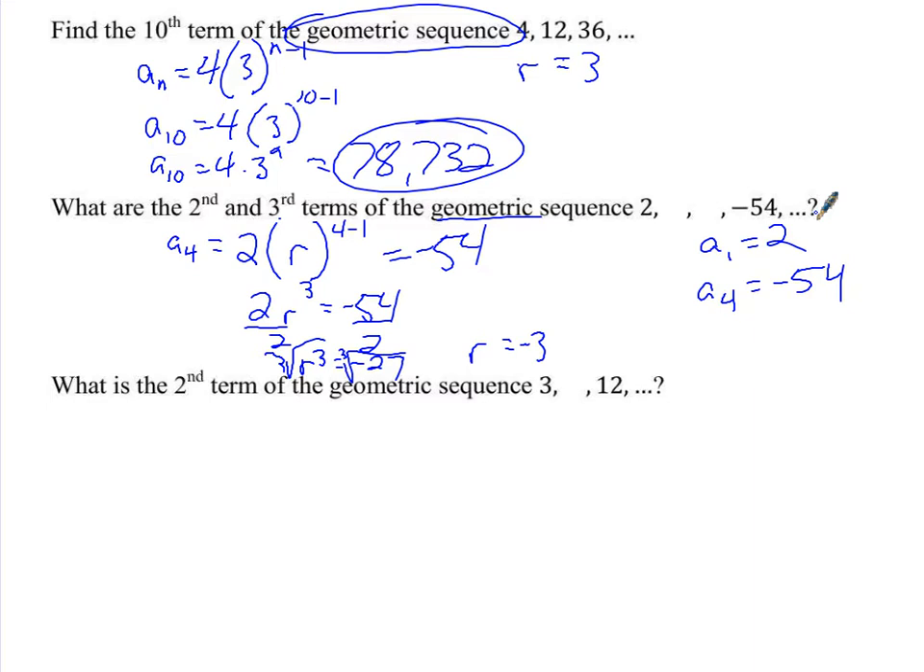So let's check to see if we have the right answer. 2, and then the next term will have to be what? Negative 6. And then the next term will be positive 18. And then what is 18 times negative 3? It's negative 54. So the answer to this problem is negative 6 and 18. If it asked you for the common ratio, your answer would be r equals negative 3.